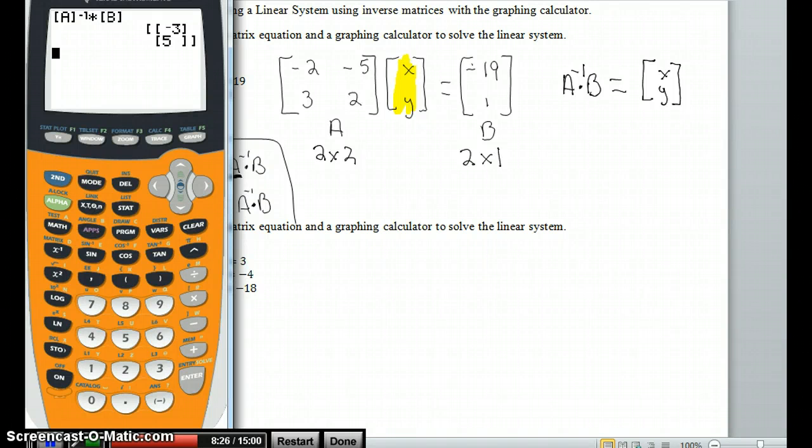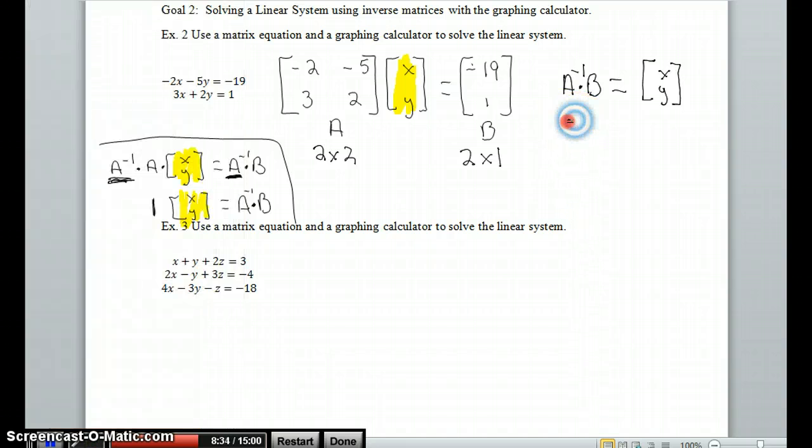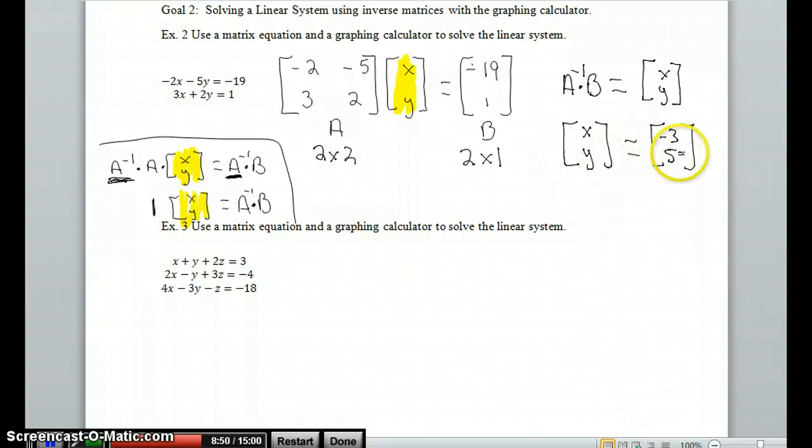All right, and so my answer to this, I'm going to write it like this. What the calculator gave me right here was that x, y was equal to the numbers negative 3, 5. See how the order of these match up. So equal matrices says that x is negative 3 and y is 5. We always write the system of equations as an ordered pair. So the answer to this, after all of that, is this.